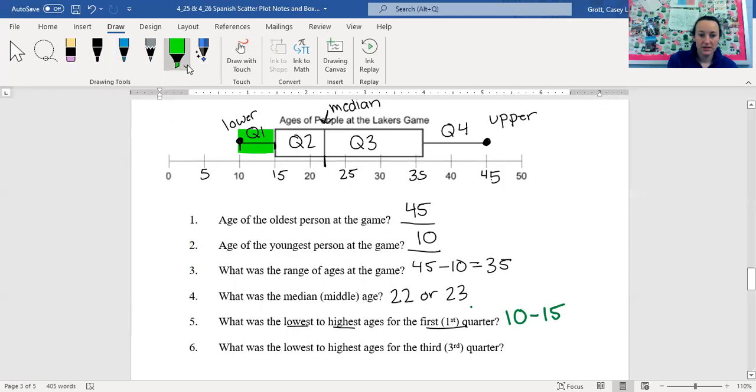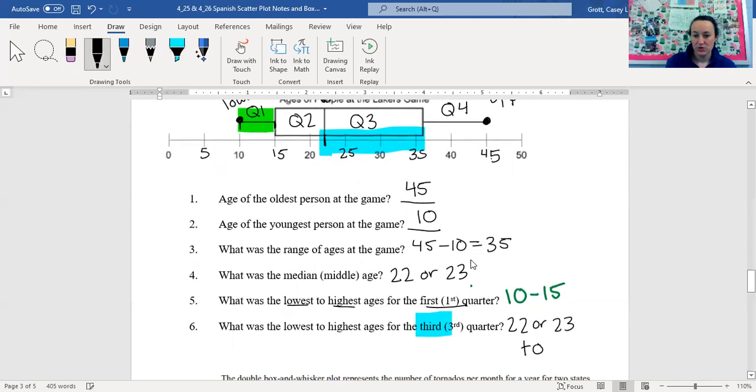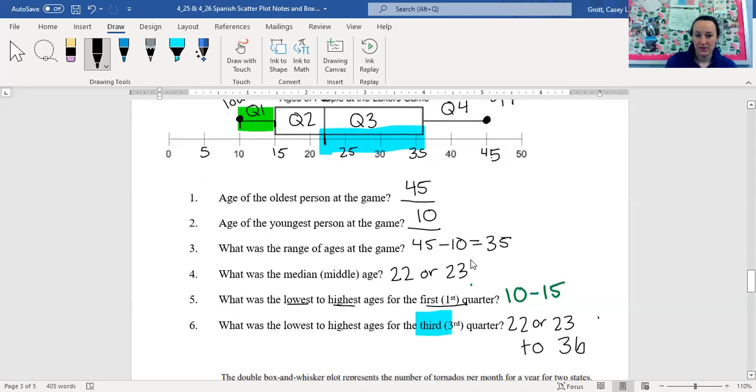What if we want the third quarter? What is my lowest? What is my highest? Third quarter goes from here to here. What are those numbers? My lowest is again 22 or 23, and I would say the highest is 36. From here to here, those are the numbers that we're looking for. So again, we're just pulling information off these graphs.